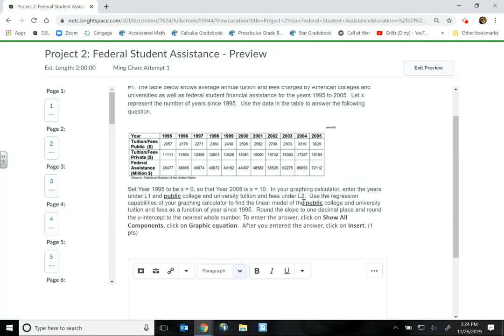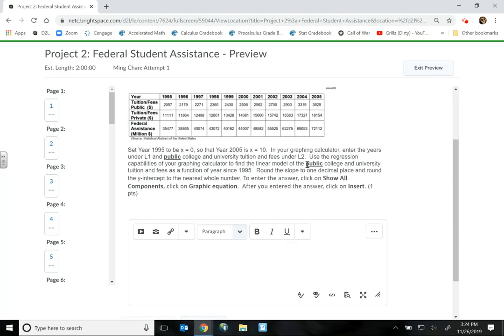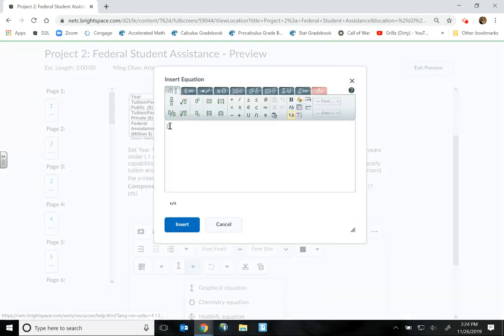So you're going to use the regression capability on your graphing calculator to find the linear model. There are 3 questions regarding finding a linear model. So to find the linear model, I will actually need you to key in the answer. I will actually need you to click on Show All Components, which is right here. All right. Click on Graph Equation. Graph Equation is actually this button. Okay. The graphical equation. And then it will give you this page, and that's where you can actually key in your answer. So once you key in your answer, you click on Insert.